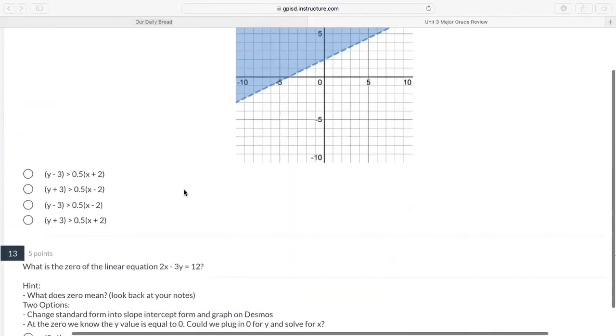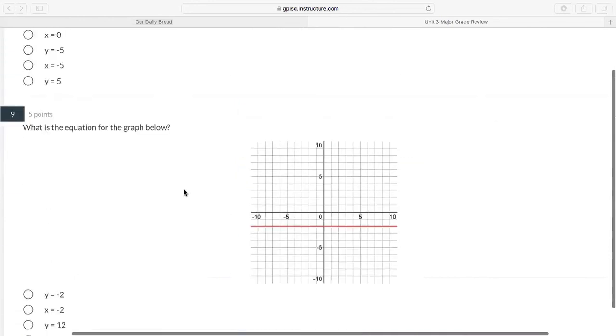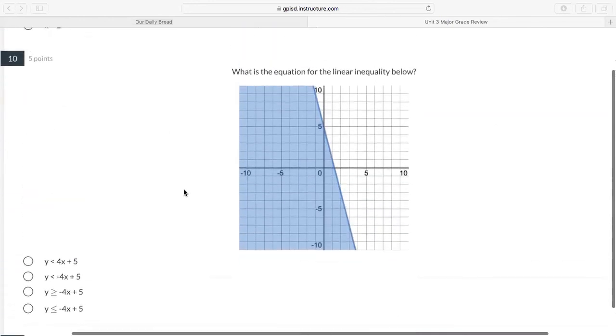Almost done. Oh yes, the rest of these problems are super simple.